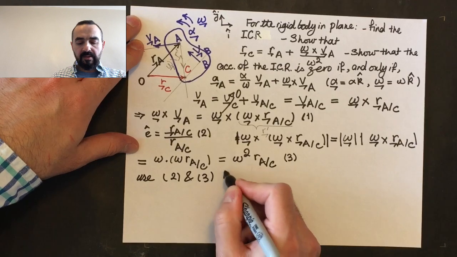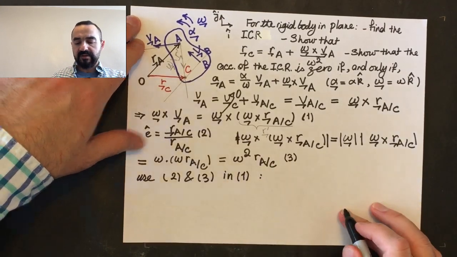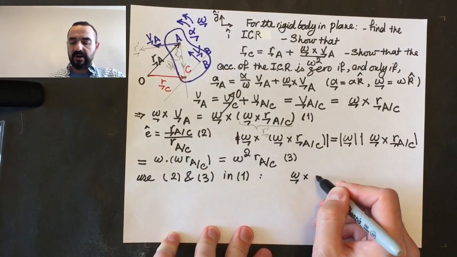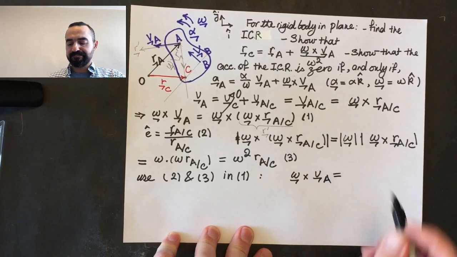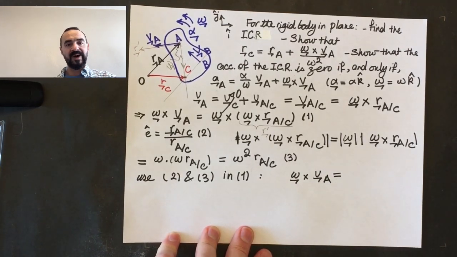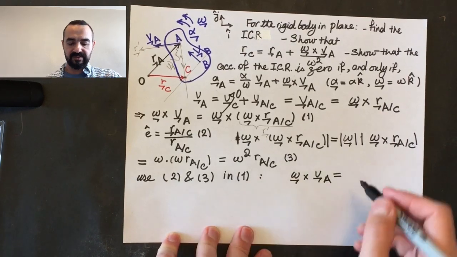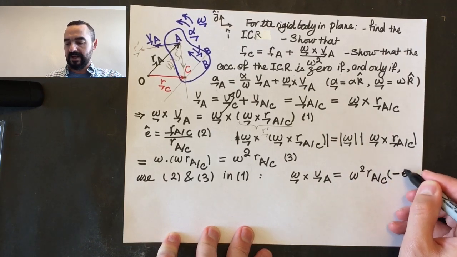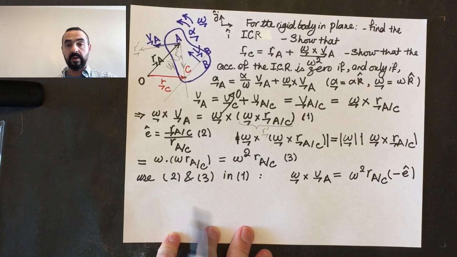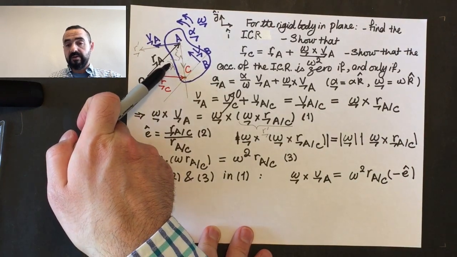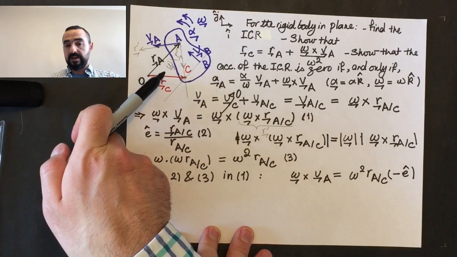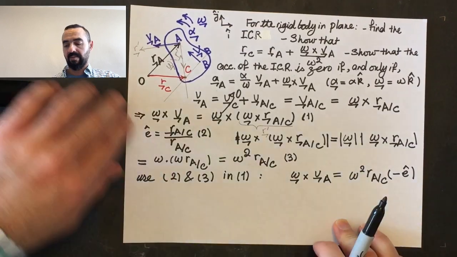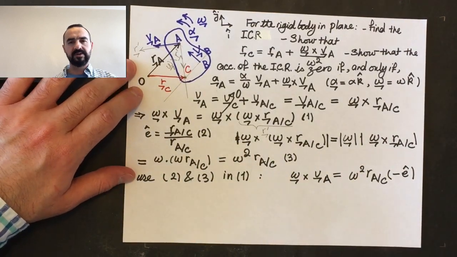Use 2 and 3 in 1, and this is what you get. The left-hand side is omega cross VA. The right-hand side, now we have the magnitude and direction of the vector. The magnitude was this term, omega squared RA with respect to C, and our direction was negative e hat. Remember, that vector, omega cross r prime, was pointing in the negative RA with respect to C direction. So we have negative e hat. All right, so what should we do next then?